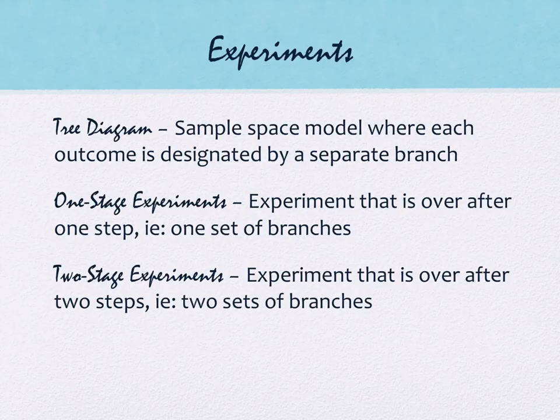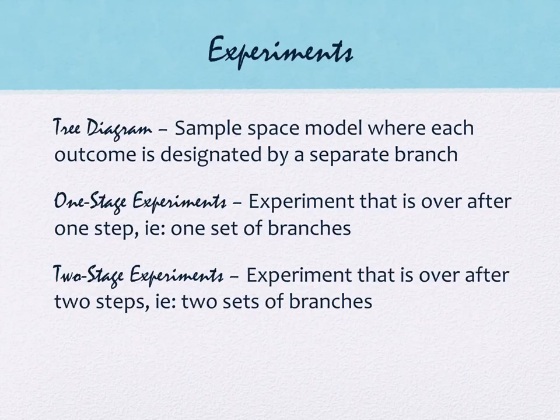One-stage experiments is actually what happened in 9.1. So a one-stage experiment is like if you draw a name out of the hat and you draw one name. You roll the die and you roll it one time. Okay, so you're doing something just once. Experiment over after one step. In terms of the pictures, we don't really need tree diagrams, but if you did them, they'd have one set of branches.